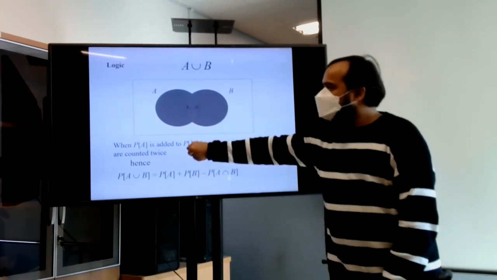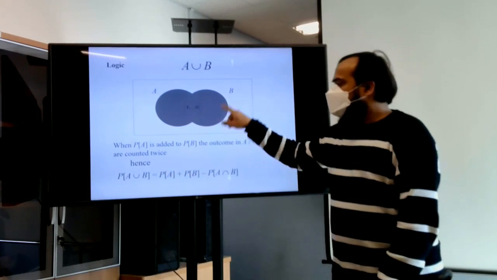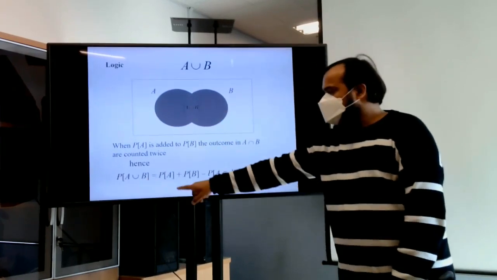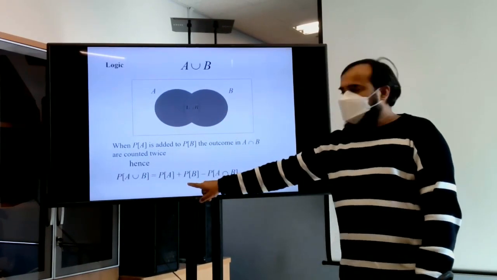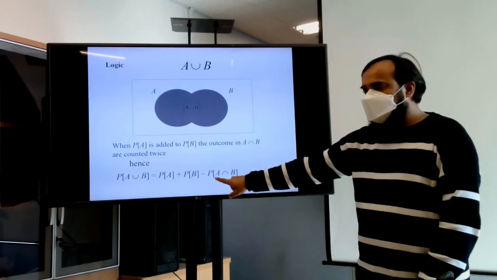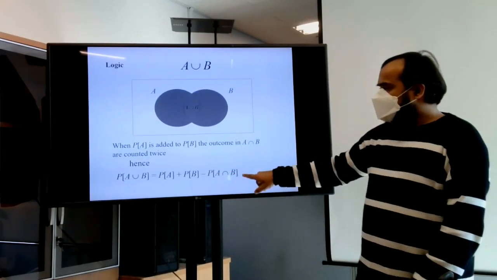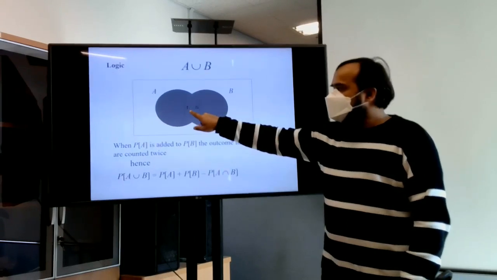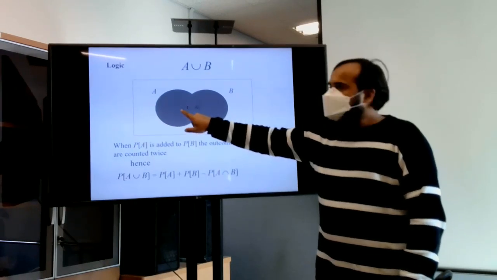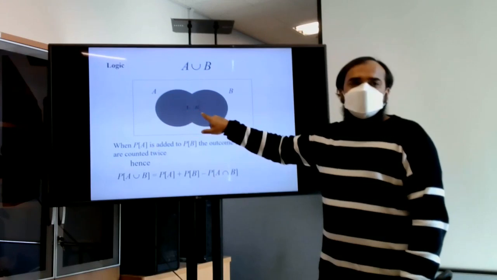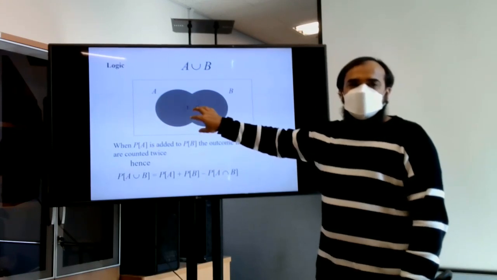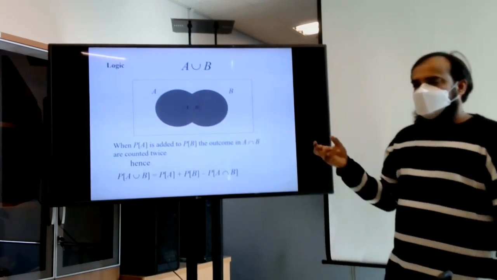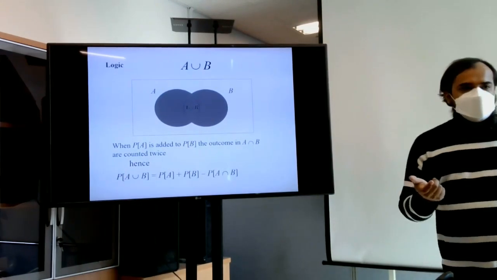Okay, to calculate the probability of A or B: probability of A union B equals probability of A plus probability of B minus probability of A intersection B. Why do we subtract? Because otherwise it will be counted twice. Suppose 2 occurs in A and B, so it will be counted 2 times.